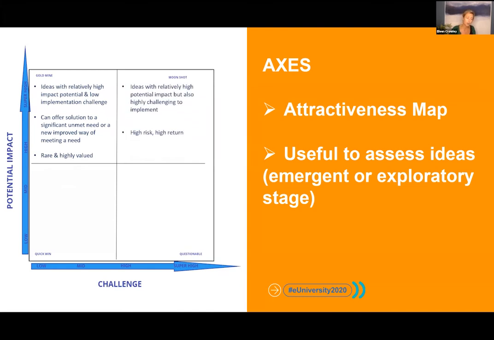Next, on the top right, we have moonshot ideas. So these ideas have relatively high potential impact, but also they're highly challenging to implement. So they're kind of high risk, high return ideas.